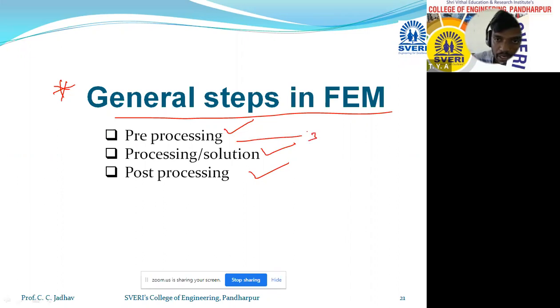Okay, in that there are three more steps. First is creation of the model. First is creation of the model in 3D with the help of any modeling software. Second, the created model is discretized.